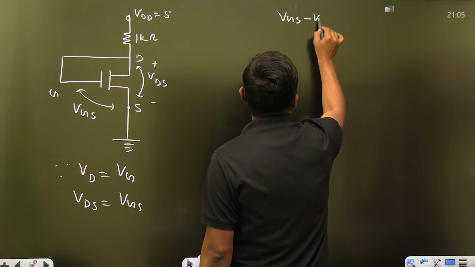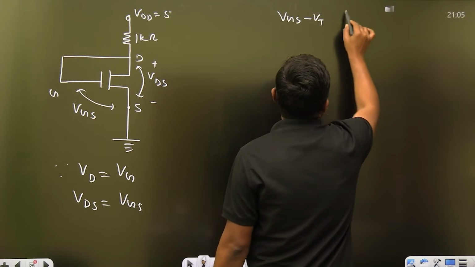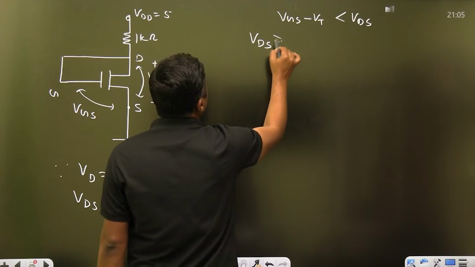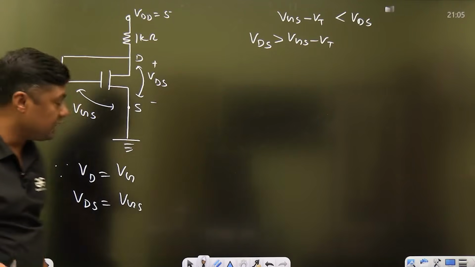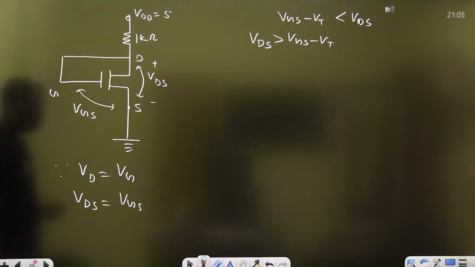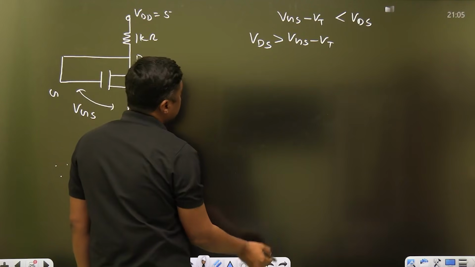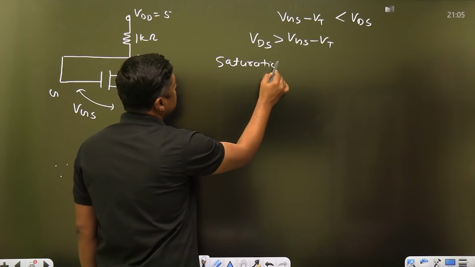minus VT, definitely when we are subtracting something from that, it will become less than VDS. It means VDS is greater than VGS minus VT. When we are subtracting something, it will become a lower value, it will remain a higher value. This condition is satisfied, means it is in saturation region.